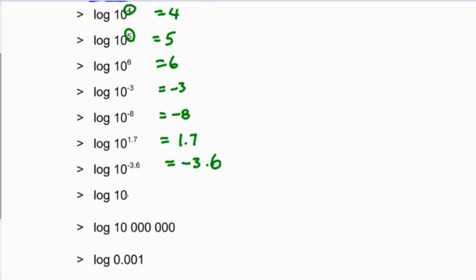Now, I don't have it written as an exponent, but what is 10? Well, 10 is 10 to the first exponent. So the log of 10 is the same thing as saying the log of 10 to the power of 1, which is simply 1.